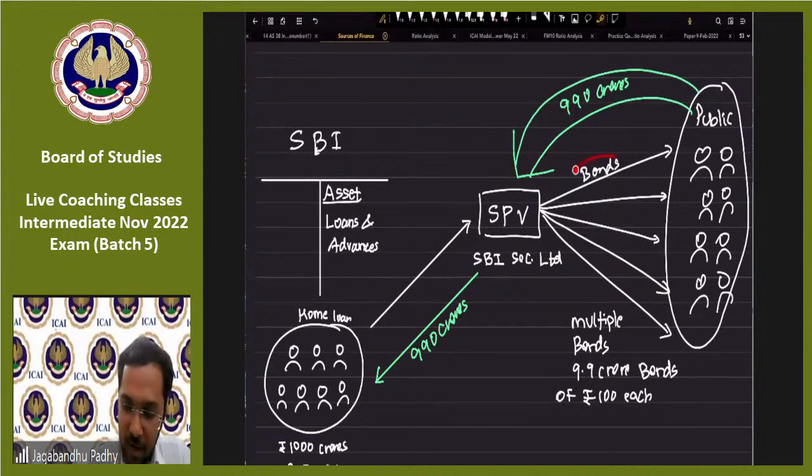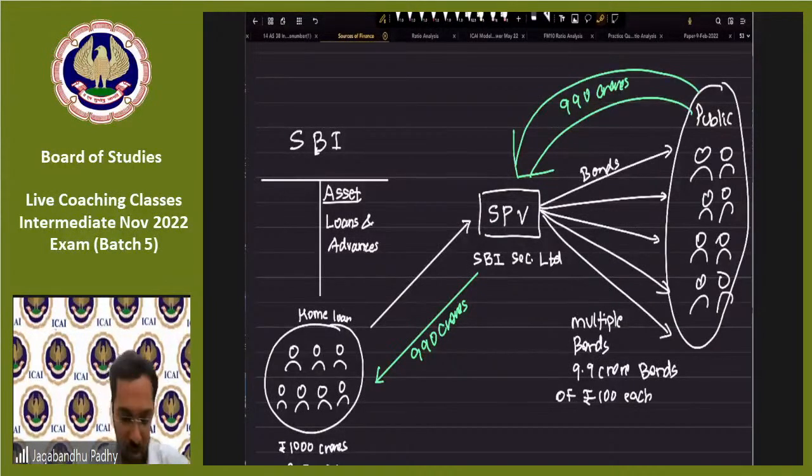Right? So these are marketable securities which are issued to the public, and SPV will state to the public that I am going to undertake SBI home loan, and for that I am issuing these bonds. So you provide me funds for that. So people will invest and they will have an access to the market.